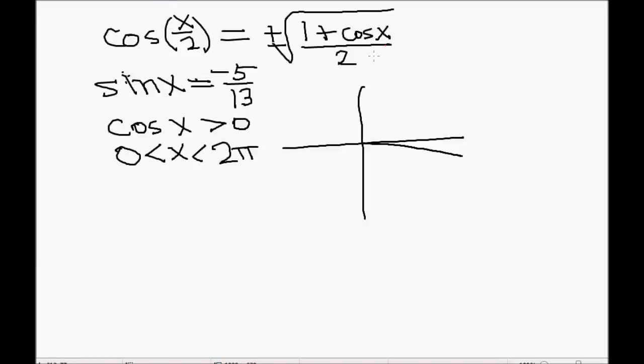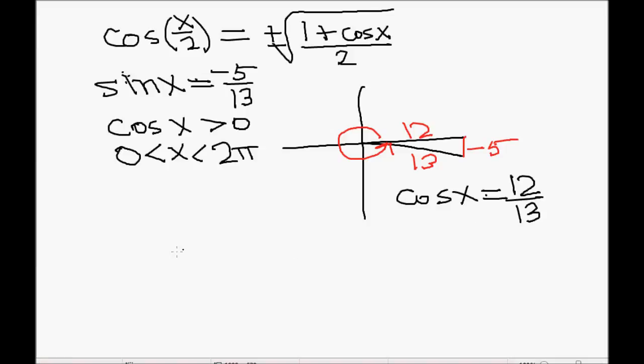So the angle x will be this angle here between 0 and 2 pi, so that this side here is negative 5. This side is 13. And the x-coordinate is 12. Okay, so that means that the cosine of x is equal to 12 over 13, so we'll need that for later.